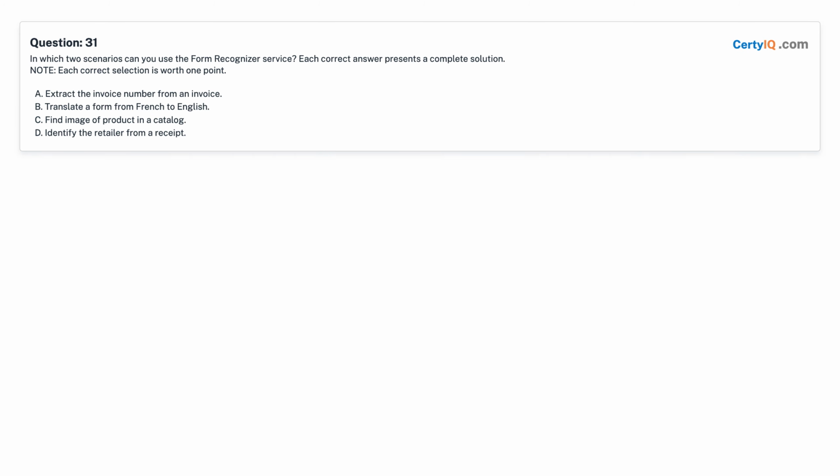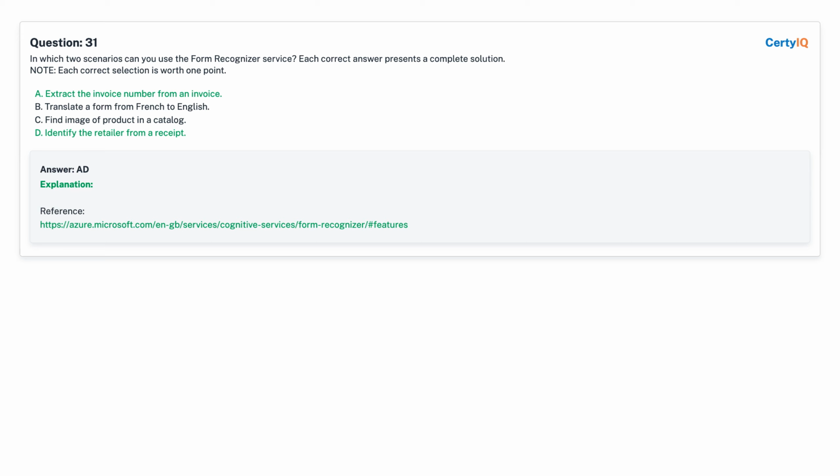Question 31. In which two scenarios can you use the form recognizer service? Each correct answer presents a complete solution. Note: each correct selection is worth 1 point. A. Extract the invoice number from an invoice. B. Translate a form from French to English. C. Find image of product in a catalog. D. Identify the retailer from a receipt. Answer is D. Identify the retailer from a receipt.